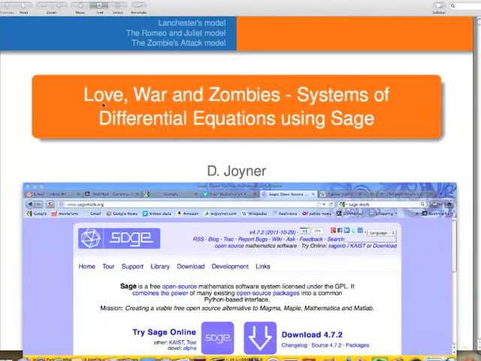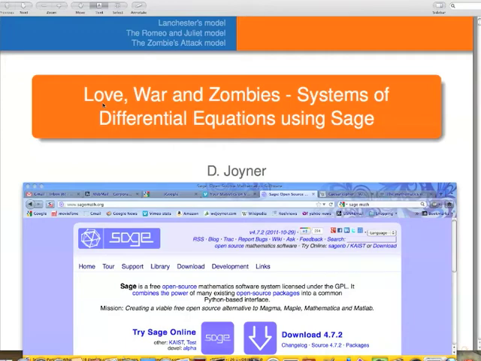This is David Joyner. I'm going to talk about how to use Sage to solve differential equations. The applications we'll be looking at are applications to battles, Lancaster's models, also zombies, zombie attacks, and Romeo and Juliet.